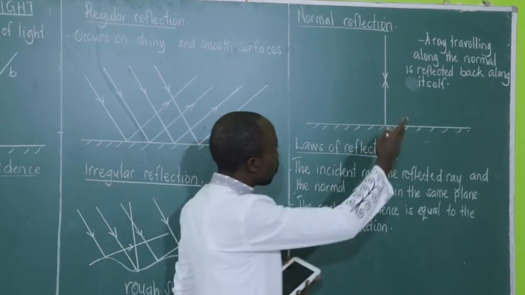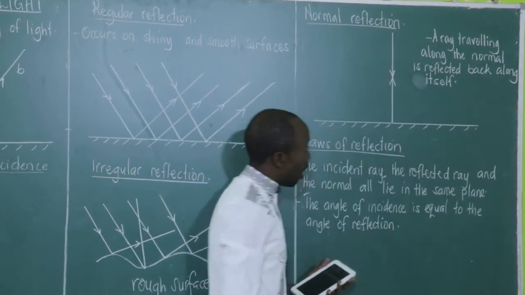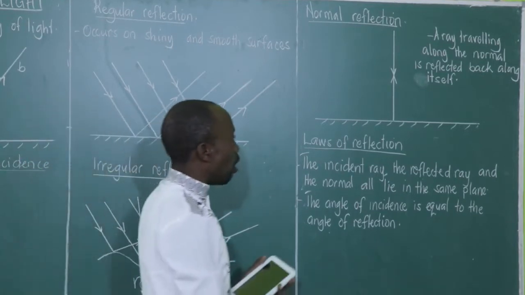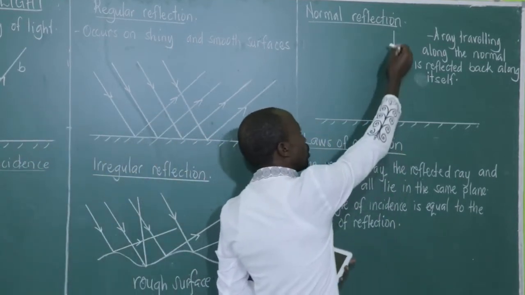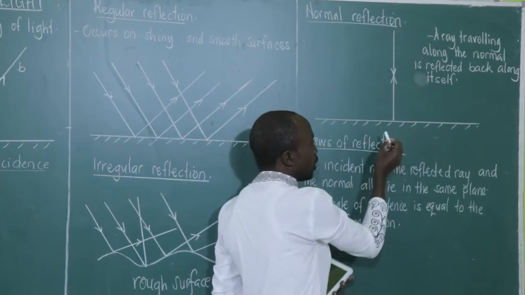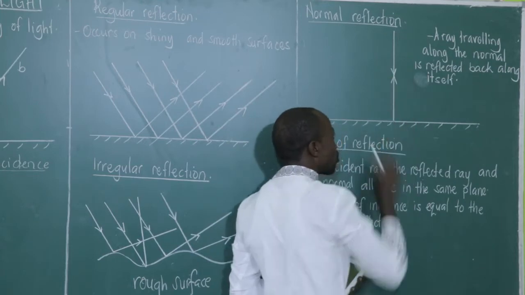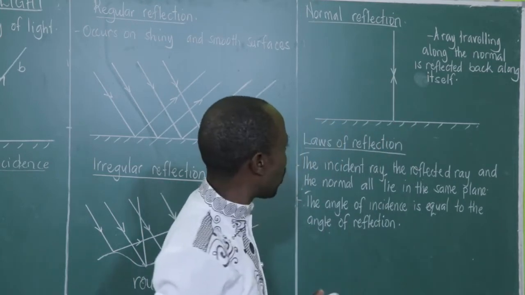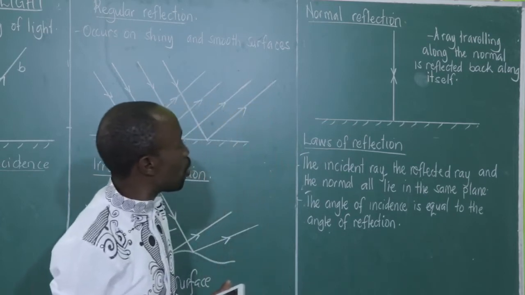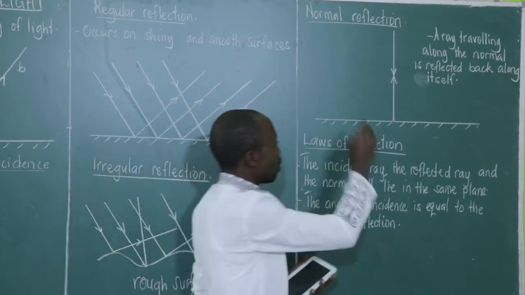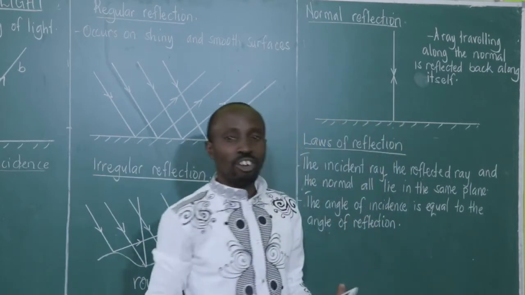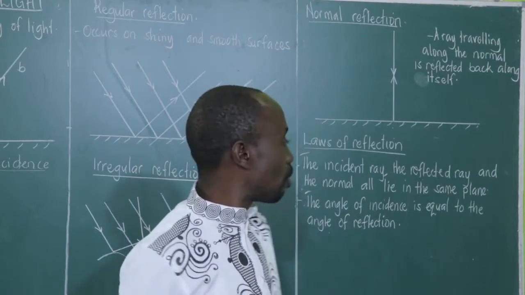Now, I've written your statement here for normal reflection. A ray traveling along the normal is reflected back along itself. Now, what does that mean? When light comes through the normal line, it is reflected back through that path, the very path it has come through. Okay? That is where the normal reflection will be observed. It comes, strikes the mirror at 90 degrees. It has to be reflected back at 90 degrees still.